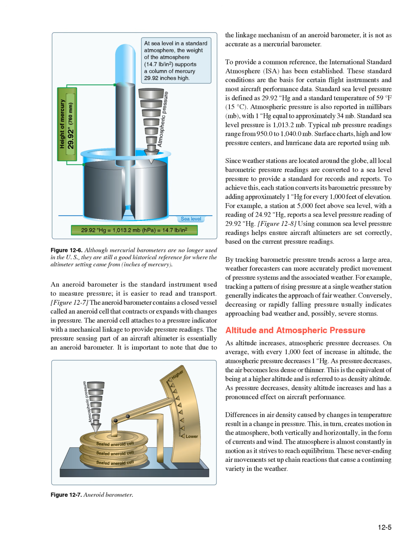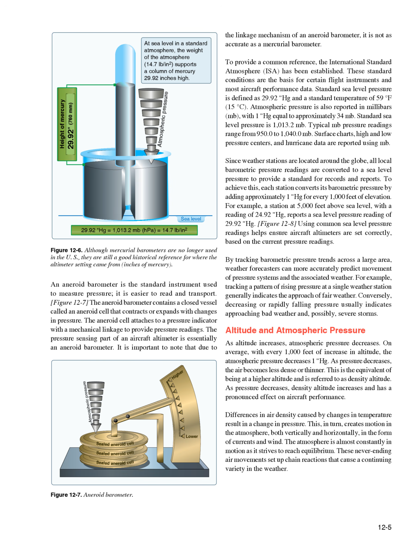Figure 12.8, using common sea level pressure readings helps ensure aircraft altimeters are set correctly, based on the current pressure readings. By tracking barometric pressure trends across a large area, weather forecasters can more accurately predict movement of pressure systems and the associated weather. For example, tracking a pattern of rising pressure at a single weather station generally indicates the approach of fair weather. Conversely, decreasing or rapidly falling pressure usually indicates approaching bad weather and, possibly, severe storms.